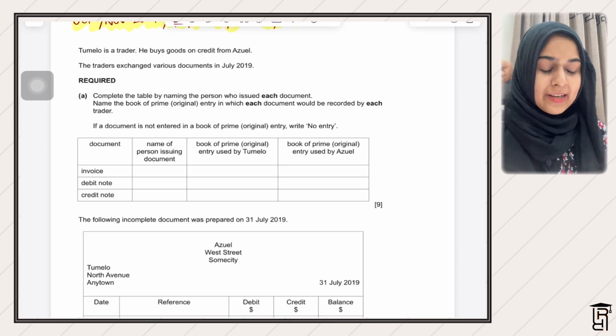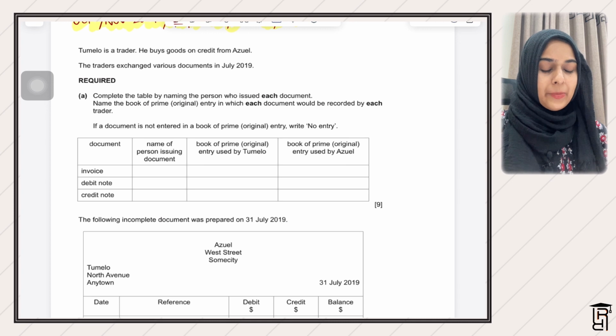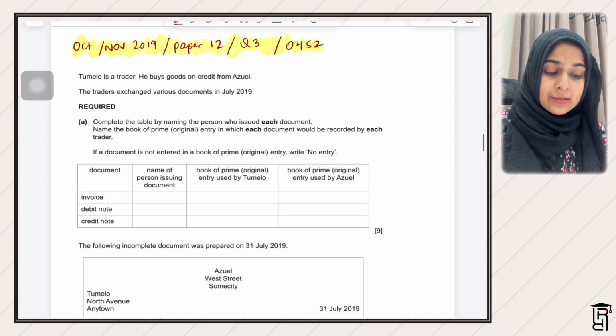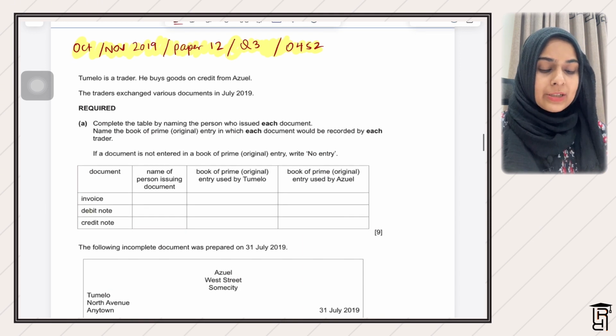Hello everybody. This is another question on pro forma business documents, and this is from IGCSE, October-November 2019, paper 1, variant 2. It's question number 3. The question says, Tamello is a trader.